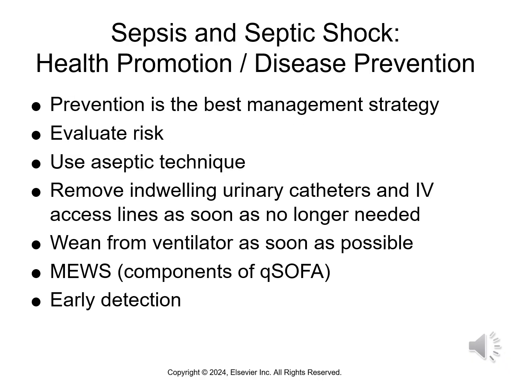Prevention is the best management strategy for sepsis and septic shock. We want to evaluate all patients for their risk of sepsis, especially older adults, because the risk of sepsis-related disease increases with age. We want to use aseptic technique during invasive procedures and when working with non-intact skin and mucosal membranes. We want to remove indwelling urinary catheters and IV access lines as soon as they are no longer needed. We want to ensure that patients receiving mechanical ventilation are weaned from the ventilator as soon as possible. Because sepsis can be a complication of many conditions found in an acute care setting, always consider its possibility.